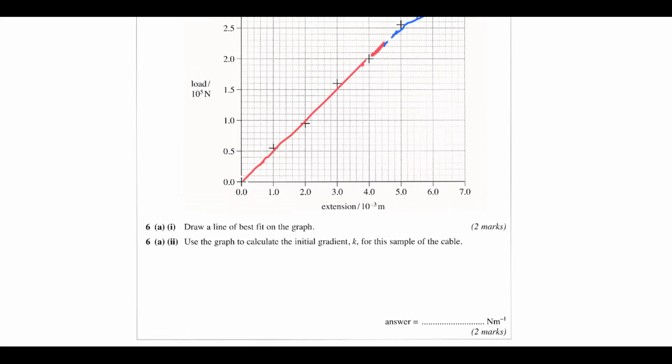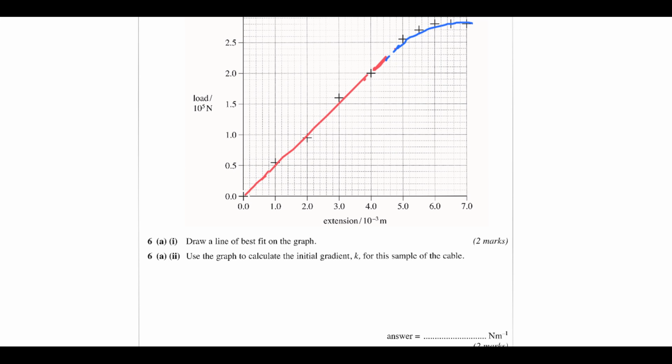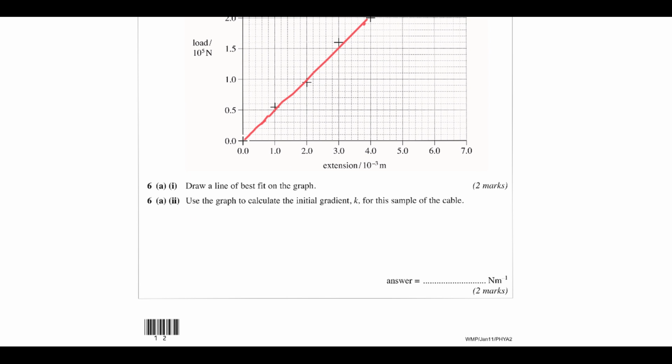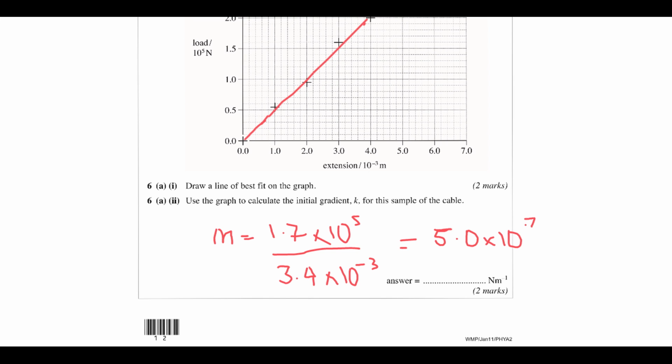Use the graph to calculate the initial gradient of this sample of cable. So let's find a nice point on our graph. I reckon this point up here is pretty good. So I think that's 3.4 millimeters and 1.7 times 10 to the 5 newtons. So the gradient of the graph, the change in y, so that was 1.7 times 10 to the 5 divided by 3.4 times 10 to the minus 3, which comes out as a very nice 5.0 times 10 to the power of 7 newtons per meter to SF there.